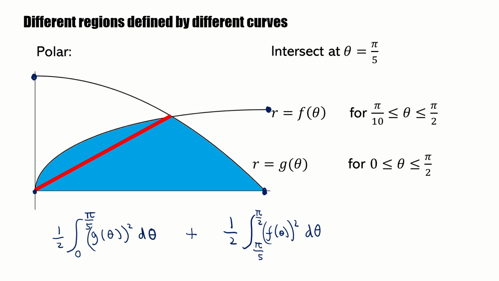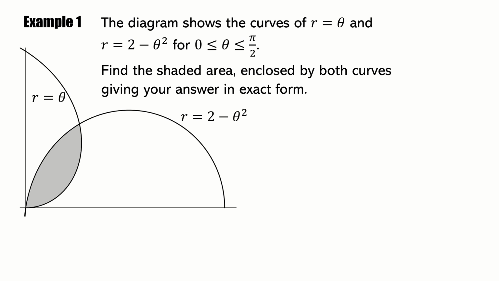Cool. So that's the idea. Let's put this into practice with an example. So we've got two curves, we've got a shaded region between them, and we've got to find the exact value of that shaded region. So how are we going to do it?